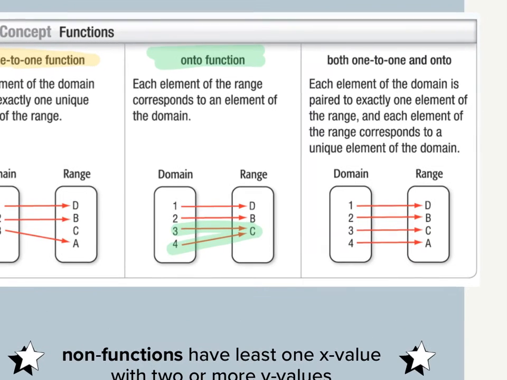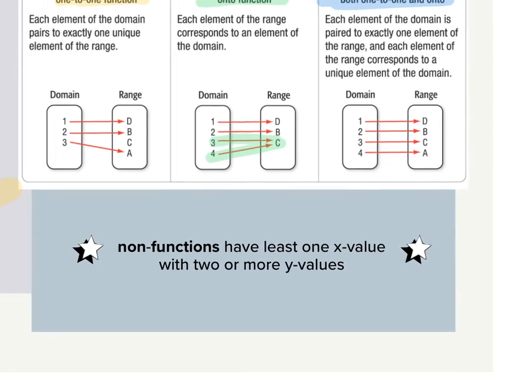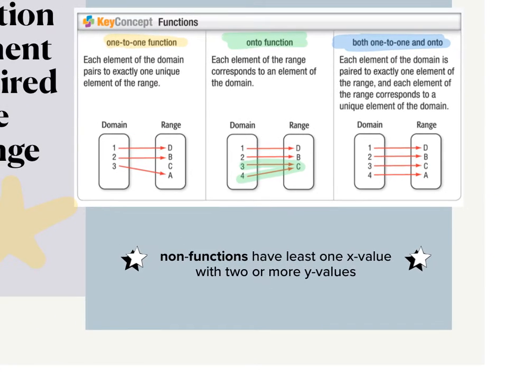And then a function is both one-to-one and onto when each element of the domain is paired to exactly one element of the range, and each element of the range corresponds to a unique element of the domain. So when everything is lined up exactly, it is both one-to-one and onto. So these are three types of functions.